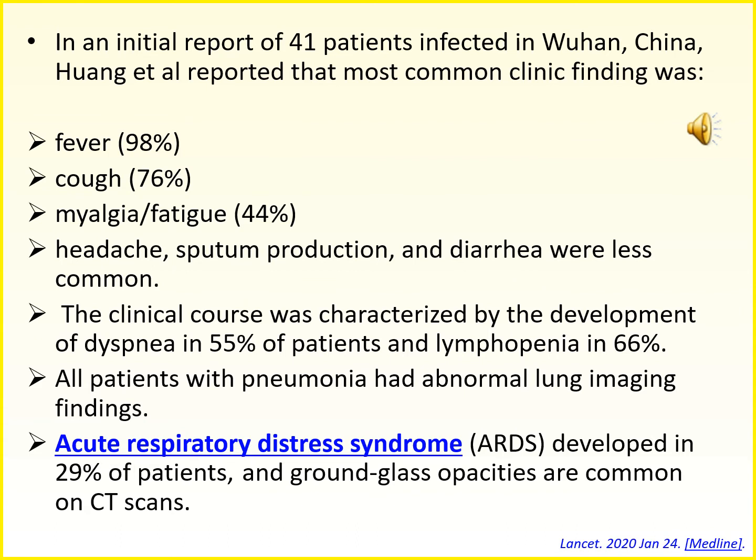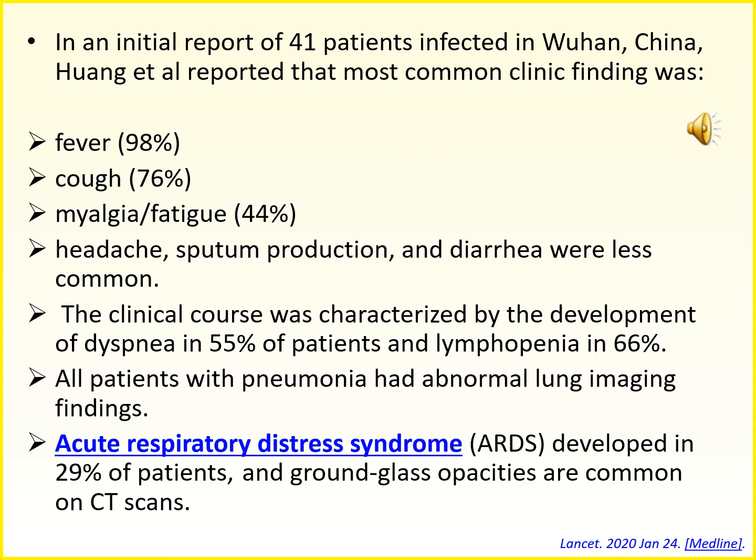الموست كومن symptoms اللي بنشوفها في حالات الكوفيد 19، اول حاجه بنقول الفيفر، ودي بتبقى موجوده تقريبا في 98% من البيشنت. الكف في 76% من البيشنت. الماليجيا والفتيج 44% of patients. الهيدك, sputum production and diarrhea were less common. Clinical course was characterized by the development of dyspnea in 55% of patients and lymphopenia in 66% of patients. All patients with pneumonia had abnormal lung imaging findings, while acute respiratory distress syndrome developed in 25% of patients.